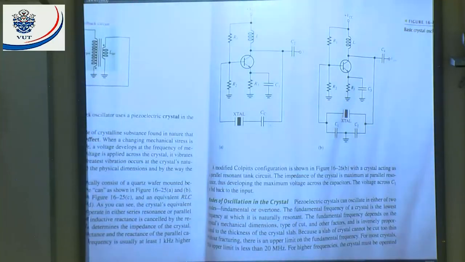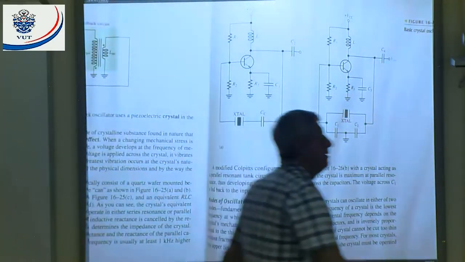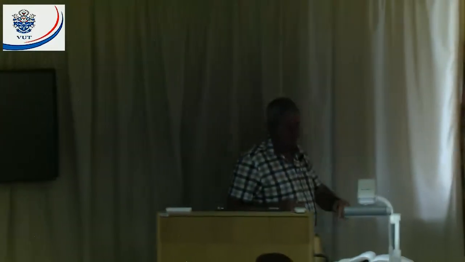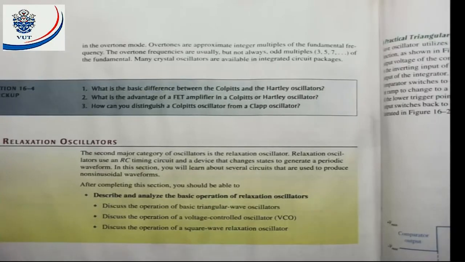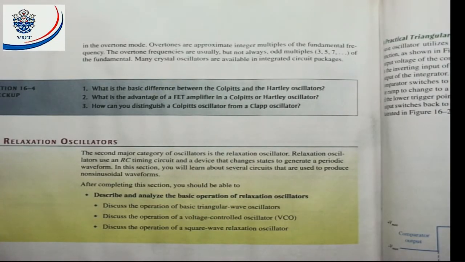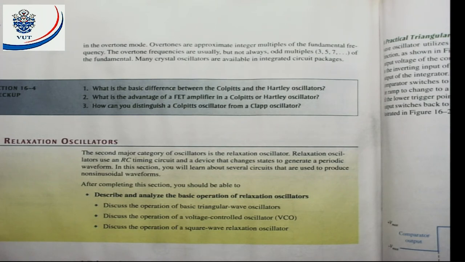For higher frequency, the crystal must be operated in its overtones. All right, say, operate in the overtone mode. Overtones are approximate integral multiples of the fundamental frequency. The overtone frequencies are usually, but not always, odd multiples, 3, 5, 7 of the fundamental. Many crystal oscillators are available in integrated circuit packages. That means you can go and buy an integrated circuit package and there will be a crystal inside that package.